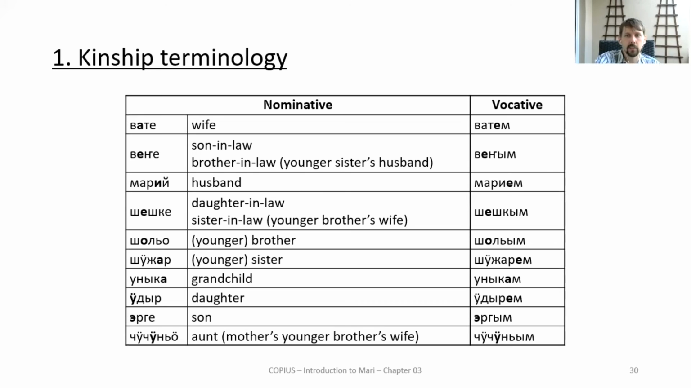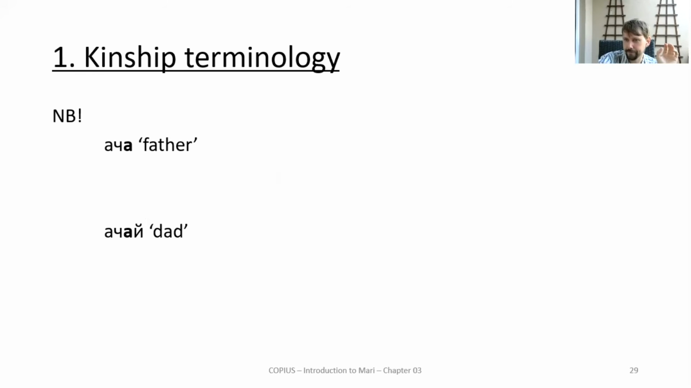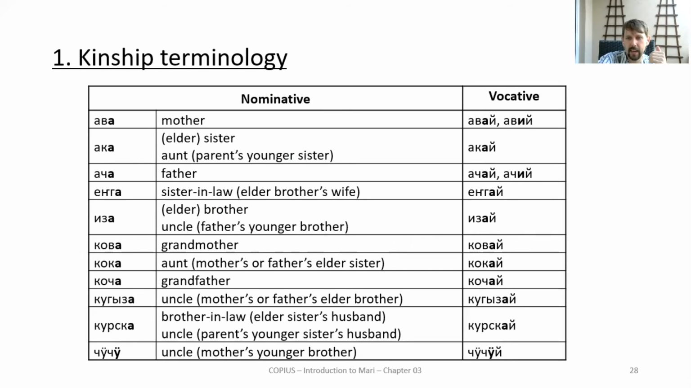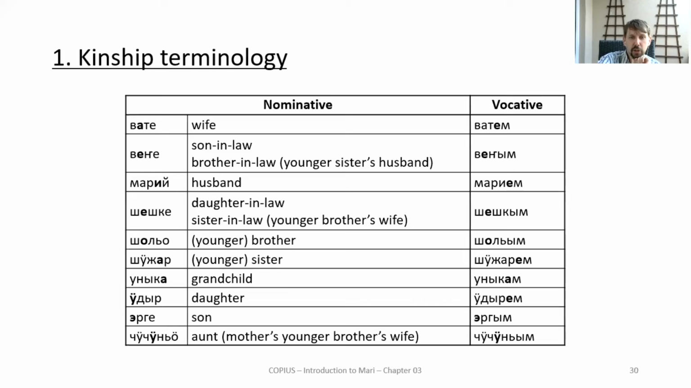So here you have some other kinship terms. The kinship terms that have the vocatives in y all end in a, with the exception of chuchu, uncle, mother's younger brother, which ends in an u. Kinship terms that don't end in a stressed vowel do not form these vocative forms. So if you have vate, the vocative form is vatem, which is actually just my wife. One exception to this rule is unika, a Russian borrowing from Russian vnuka. That also doesn't form the vocative forms in y.